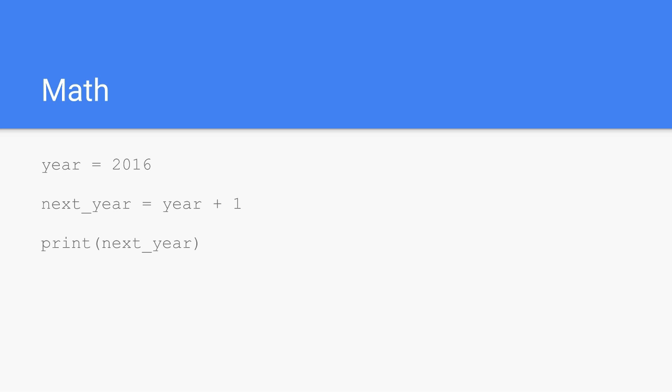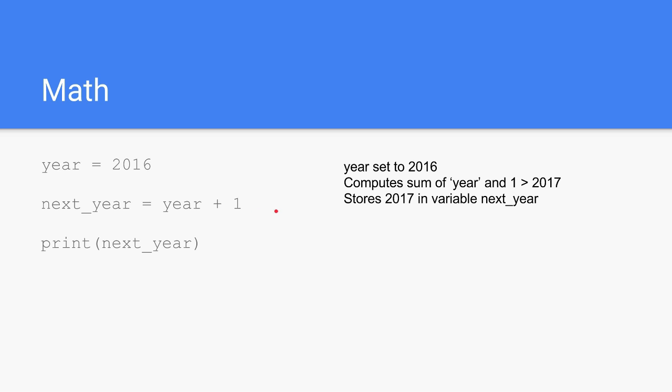Take a second to consider what this program will print to the screen. Specifically, what is the value of the variable next year when the program is finished? In this case, we start off by assigning the number 2016 to the variable named year. In the second example, what the program does first is it computes this sum here. It computes the sum of year and 1. So it reads from the variable, finds out that 2016 is stored in the variable, and sums it with 1. And the answer to this will be 2017. Next it takes 2017 and stores it in the variable named next year. And the last thing it does is call the print function, which prints it to the screen.